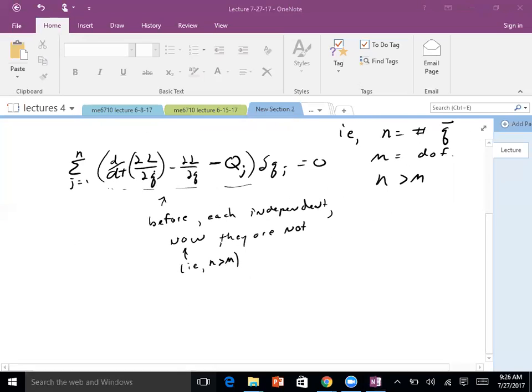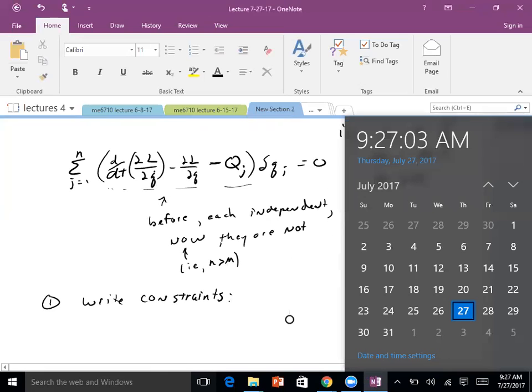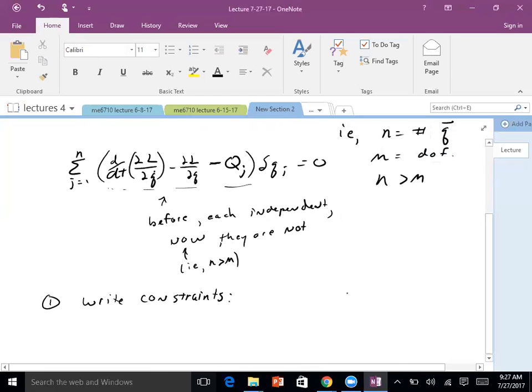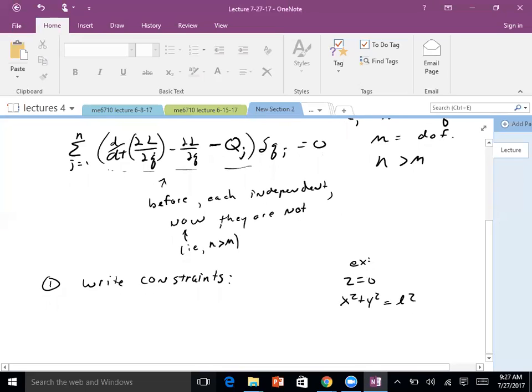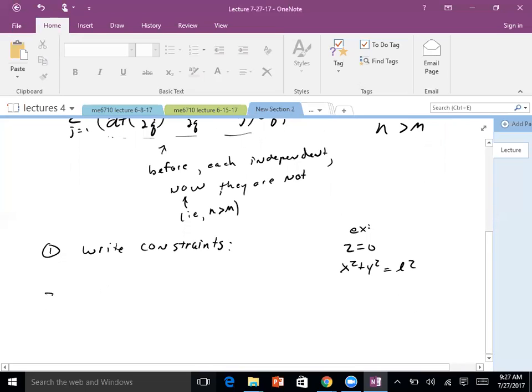So here's what you do. You write your constraints. So your steps are, I'll write them out. 1, write constraints. And over here, I'll work an example that I started. So for example, let's say z equals 0, I think is the example I used. And I had x squared plus y squared equals L squared. You could have others. Those are the constraints. Z is 0, the z value never changes. It's always 0. X squared plus y squared equals L squared, with L this constant term.